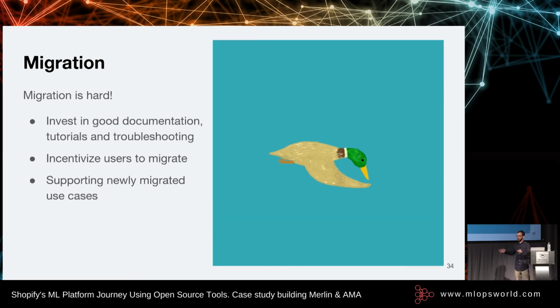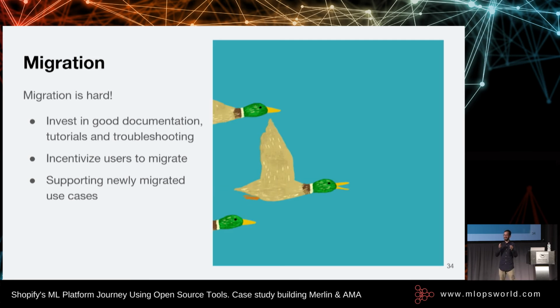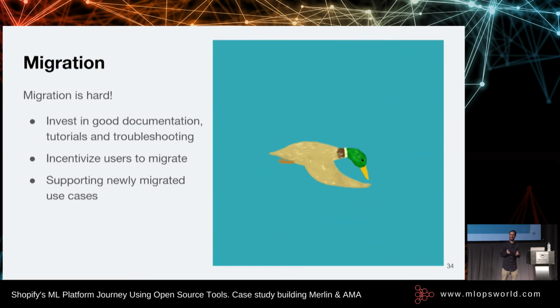So building a platform is hard, maintaining is hard, and also if you already went through 2 iterations of building a machine learning platform, you have to migrate folks, and migration is also hard.